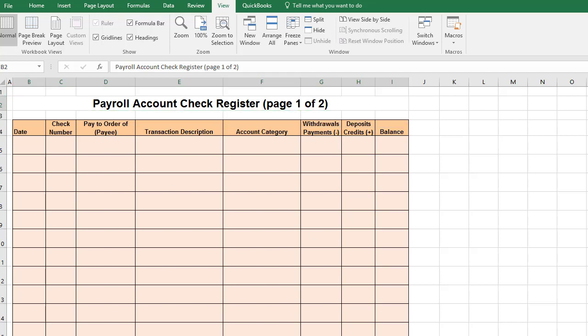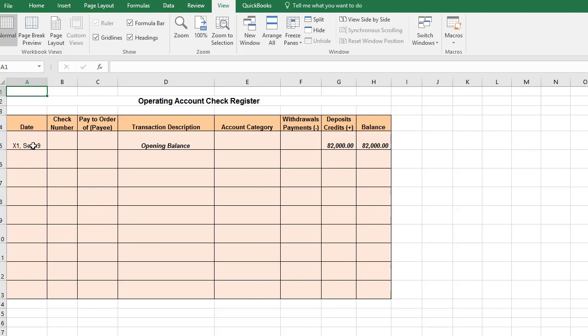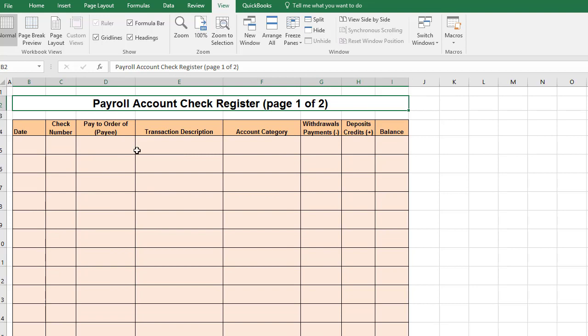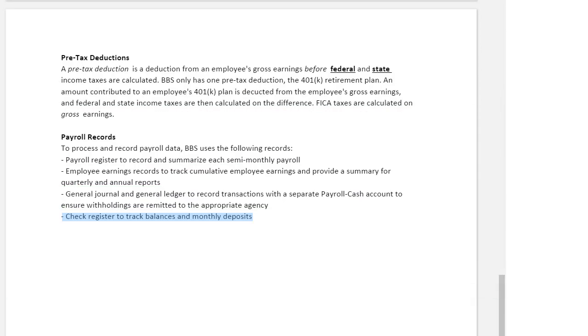And the operating account check register is the company's main checking account. So it starts with a large balance, and then as we go through the step-by-step instructions, it will tell us every once in a while to transfer money from this checking account to the payroll checking account. And that's it for the introduction.